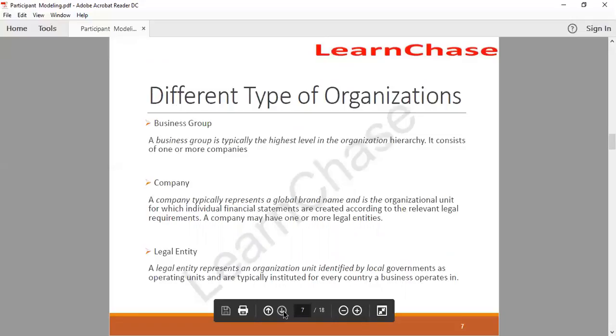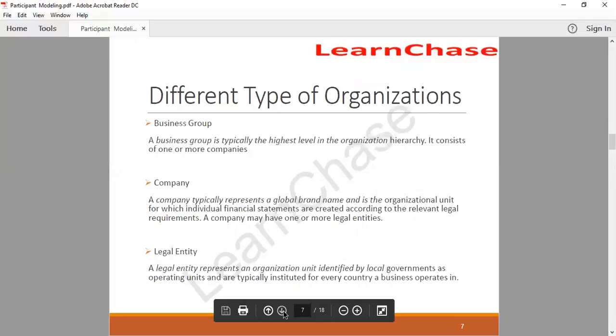So we have the business group, which is typically the highest level in the organization hierarchy. It may contain one or more companies. A company represents a global brand name and is the organizational unit. It has its own financial statements created according to relevant legal requirements. It can have more than, as usual, more than one entity. A legal entity represents an organization unit identified by local governments, local to that particular country.